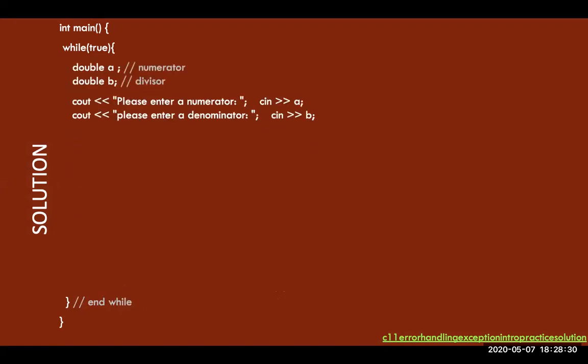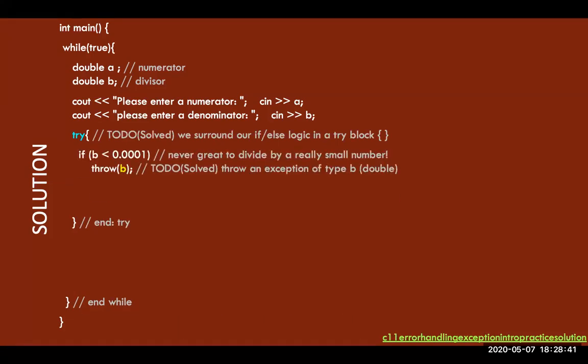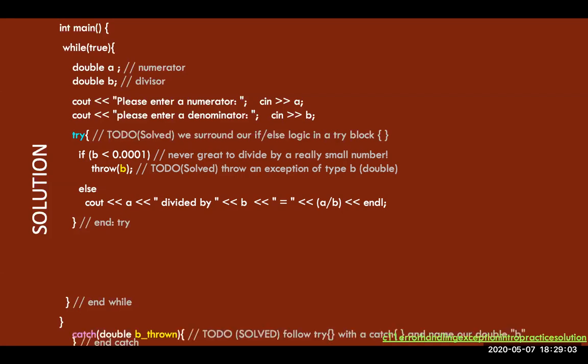So let's take a look then at the solution for the code. So we have our numerator, denominator, and then, assuming the user is going to enter those two values, we'll try to see if we can do a divide, right? So we say if b is less than 0.1, oops, that's just too small. So we're going to throw an exception or raise an exception. We're going to throw b because maybe the catcher wants to print out that value just to let the user know, hey, that was just too darn small, right? If we don't throw, then we're just going to do the division like normal. We're going to assume that we won't have junk as a result.